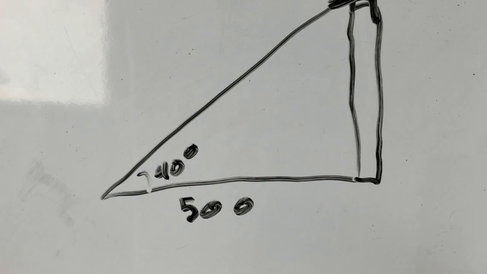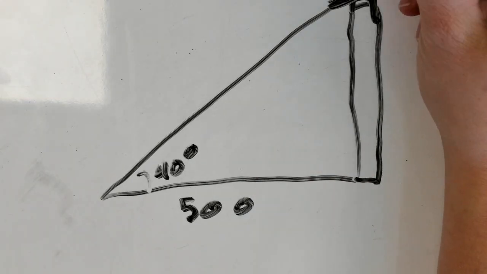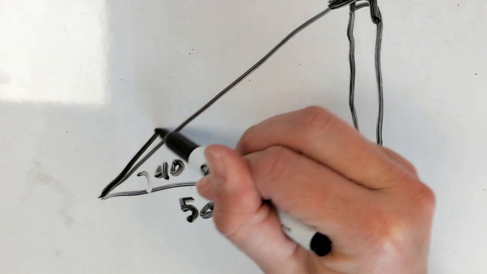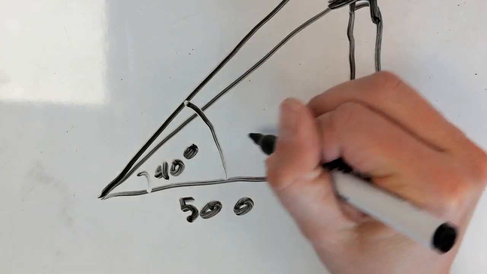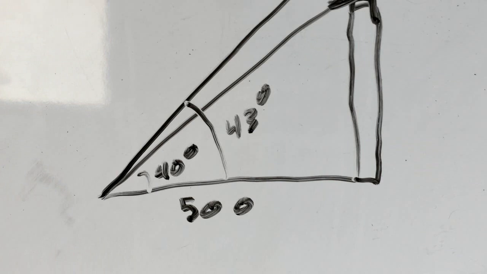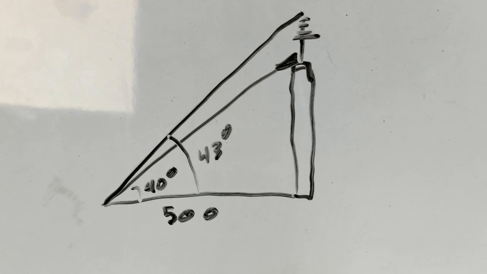Okay, and then from the same location, the angle of elevation to the top of the antenna is measured to be 43. So on top of this building, there's this little antenna here, and the angle of elevation to the top of the antenna, so this whole angle, is 43. As many times as we can, what we want to try to do is set these things up so that there's only one variable if possible.